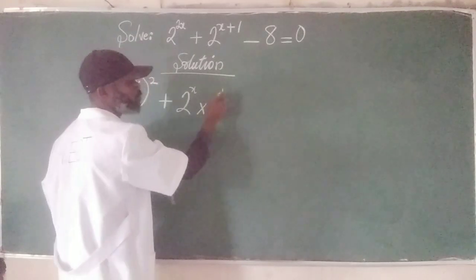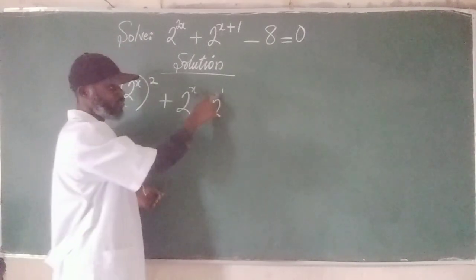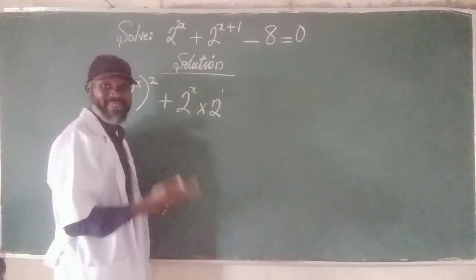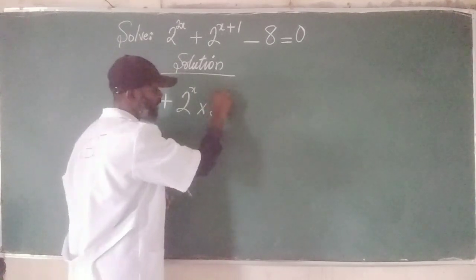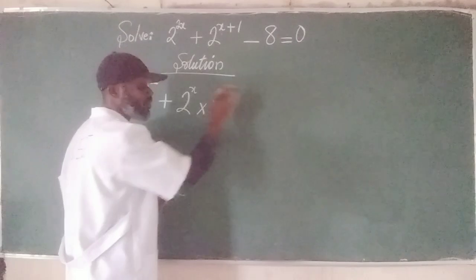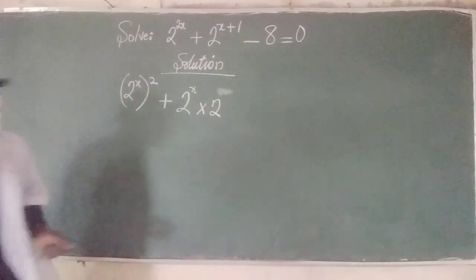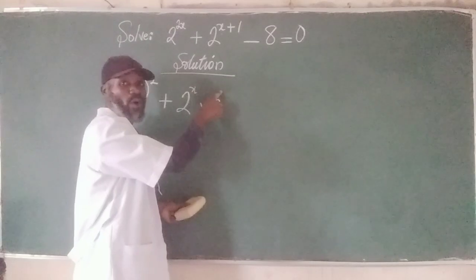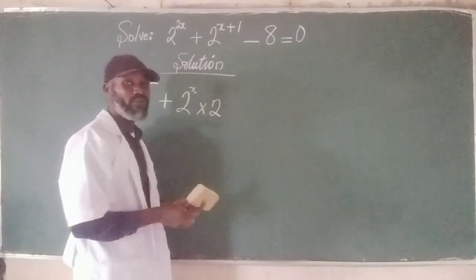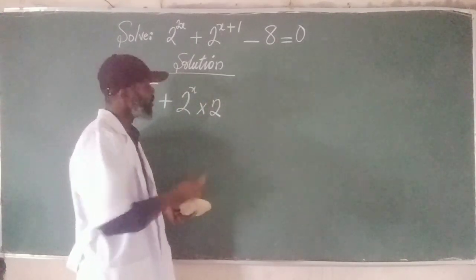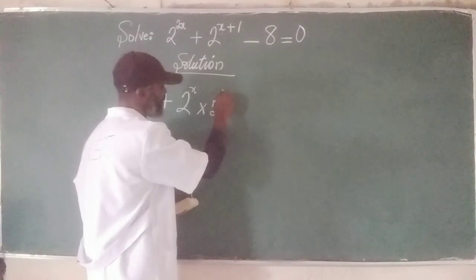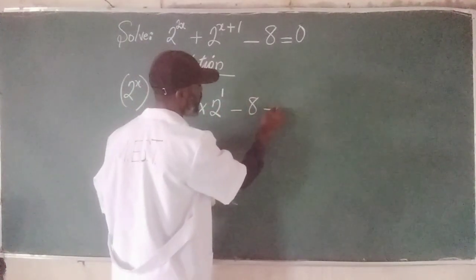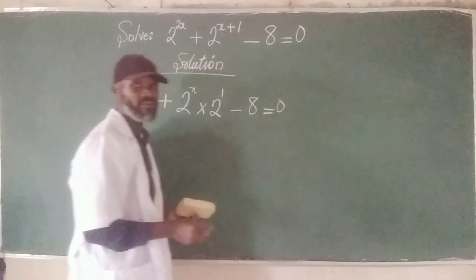But remember that this one is hidden. I'm not supposed to write it out, but for learning's sake and for simplicity, that's why I'm putting it here. At times you might not even see it at all. If it is like this, it means there is an unseen power 1. But for the sake of learning and understanding, let me put it, and then minus 8 all equal to 0.